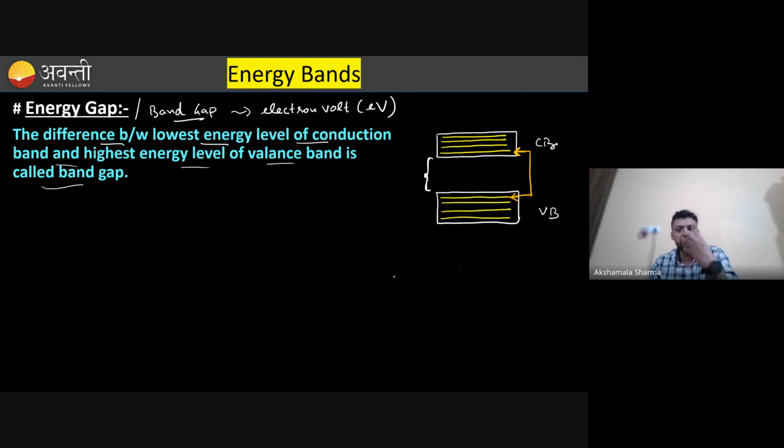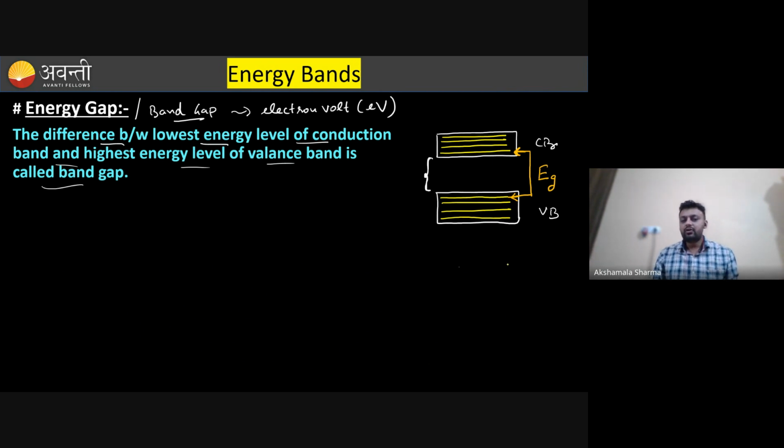Can you remember this definition? The difference between the highest energy level of valence band and lowest energy level of conduction band is known as band gap. How is it represented? It is represented by E for energy, G for gap. It is represented by EG. Clear? I think this is not a big deal.